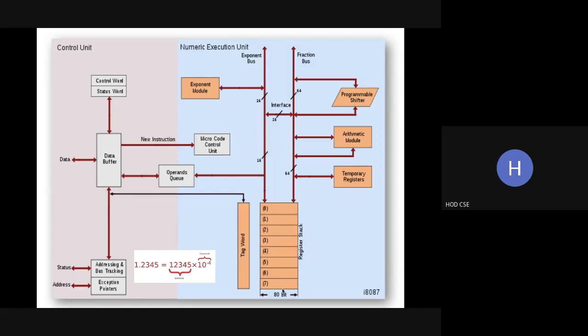Since we have a stack here, the technique used is last in, first out. Whatever we push last will be fetched first. Can you give an example for this stack? A real-time example, you have studied data structures. Anyone? How will you remember this stack? We have different data structures: stack, queue, linked list. How do we remember the stack?